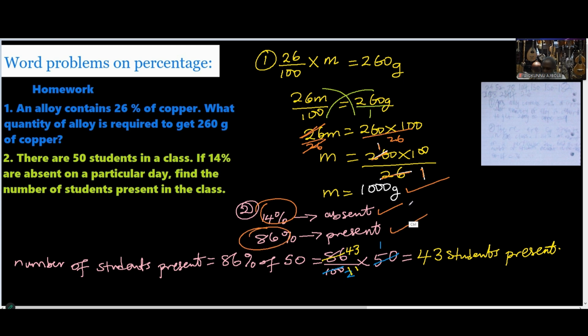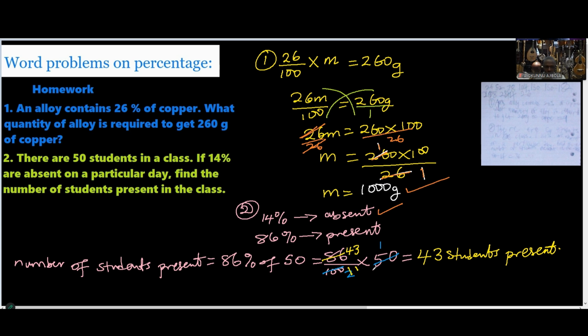And 86% is more than 14%, so that means more people are present in the class. So the number of students that are present will now be 86% of the total. The total is 50. So 86% of 50 means 86 over 100 times 50. And you can cut 1 0 here, 1 0 at the bottom.